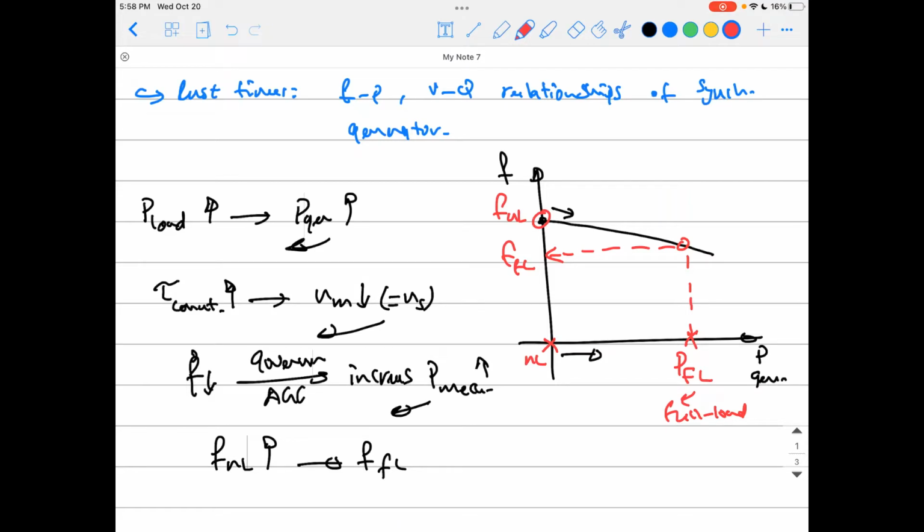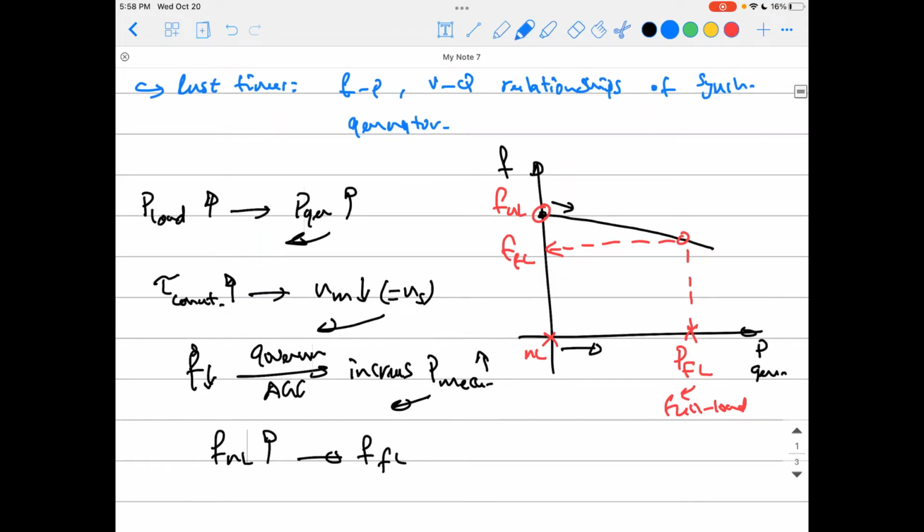Okay, so what happens with the governor action is, if the power increases, if you are working at no load, you're working at this kind of frequency. If your generation increases to the full load, you're now working at the full load operating point. Why do you need to increase this frequency?